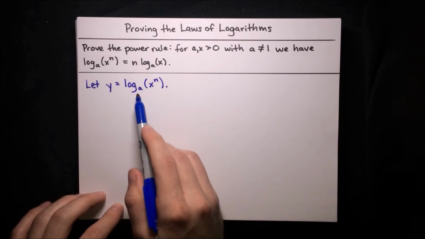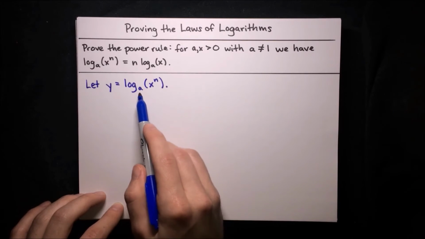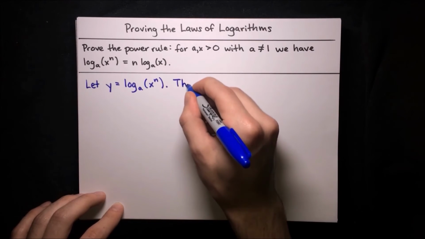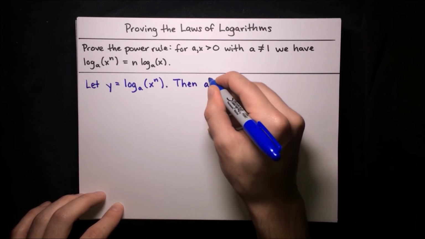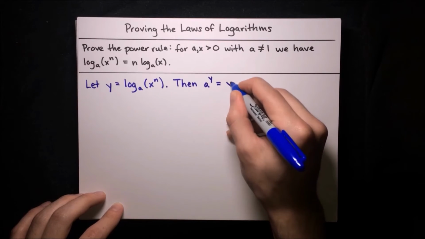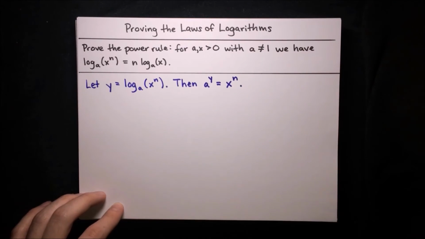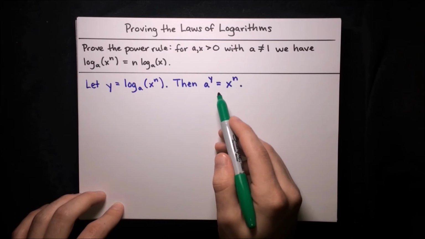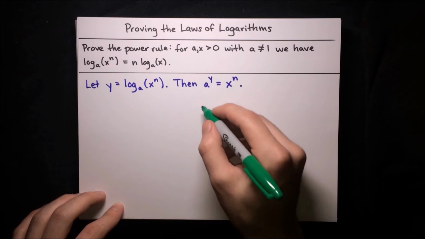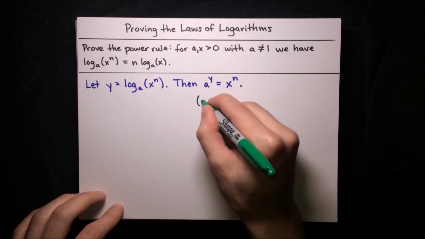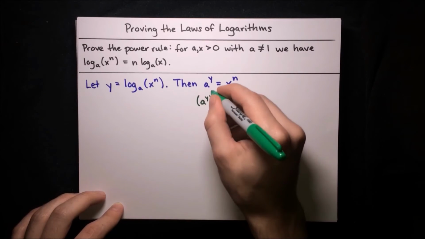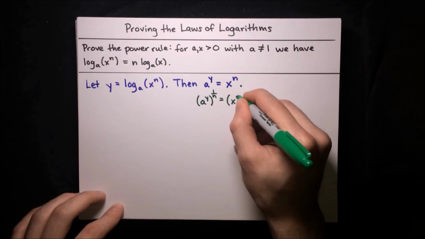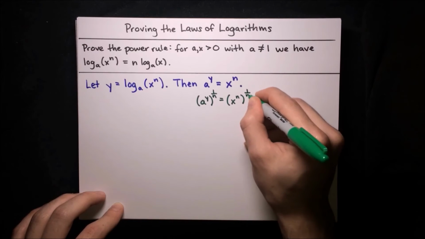If y equals log base a of x to the n, then a to the y equals x to the n. So let's write that down. Then a to the y equals x to the n. Now what we're going to do is manipulate this equation a little bit. We'll start by raising both sides to the power of 1 over n. So a to the y to the power of 1 over n is equal to x to the n to the power of 1 over n.